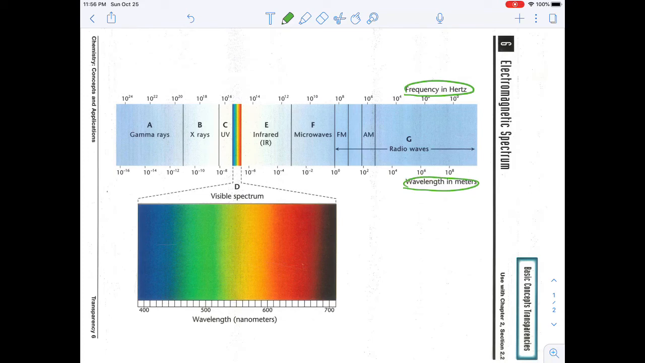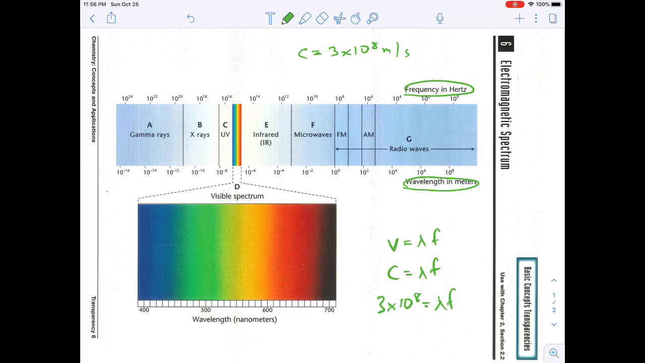Since all energy waves travel at the same exact speed, they all travel at c. We call that the speed of light, and that's 3 times 10 to the 8th meters per second. We can use that and the wave equation to calculate velocity: velocity is wavelength times frequency. So with the wave equation, velocity, again c, which is 3 times 10 to the 8th meters per second, is wavelength times frequency.